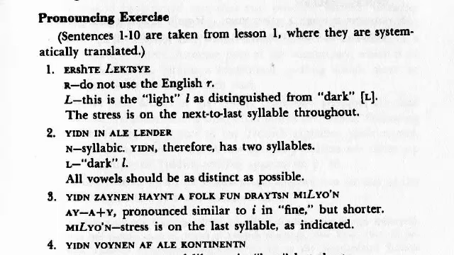Number 1. What I'm going to do, I'm going to read the notes first, and then we're going to try and pronounce it. So with the R sound, do not use the English R. With the L, it's the light L, distinguished from the dark L. The stress is on the next to last syllable throughout. Okay, now let's read it.